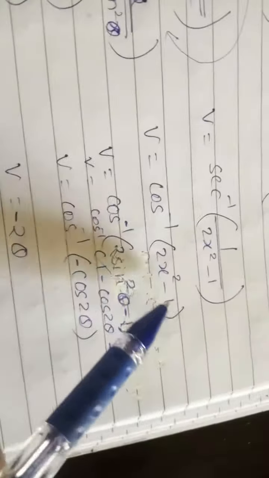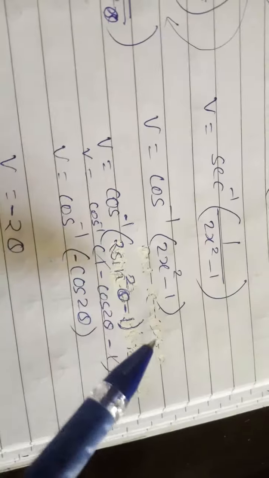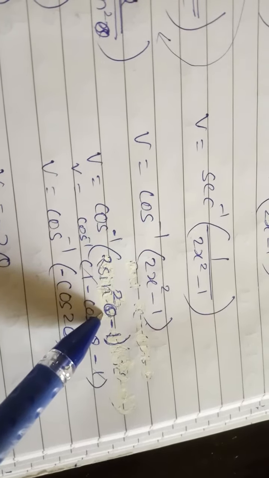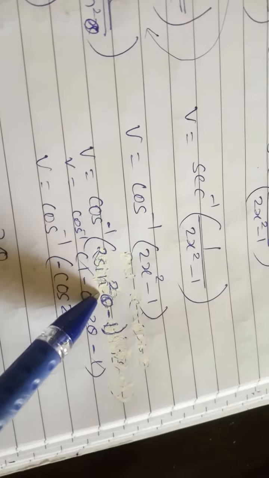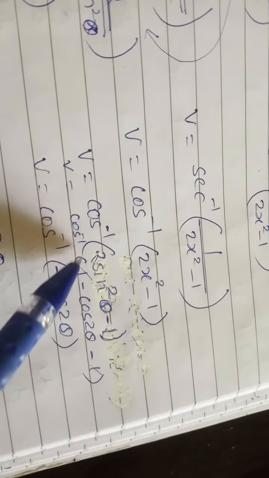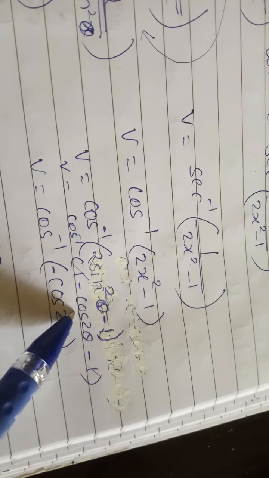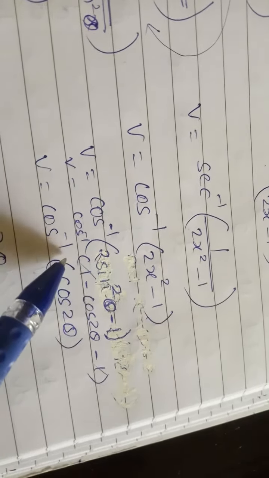So cos inverse, we are putting the value of x as sine. So 2 sine square theta minus 1. So cos inverse in bracket 1 minus 2 sine square theta, minus ये 1 as it is. So this 1 will cancel with this one.